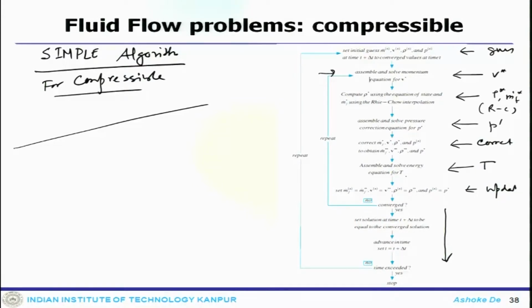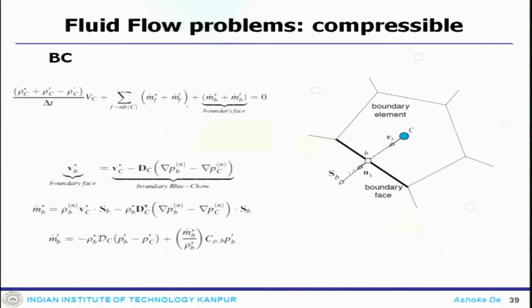Now, having said that, when you talk about this algorithm, you need to talk about the boundary conditions. We have done some detailed discussion for the incompressible case, now we will look at the same in the context of compressibility. So, this is a typical boundary element and here SB is the surface vector, this is the C centroid, and now in the boundary cell this is my continuity equation: rho C star plus rho C prime minus rho C from the previous time iteration, plus the mass flux correction at the boundary face.